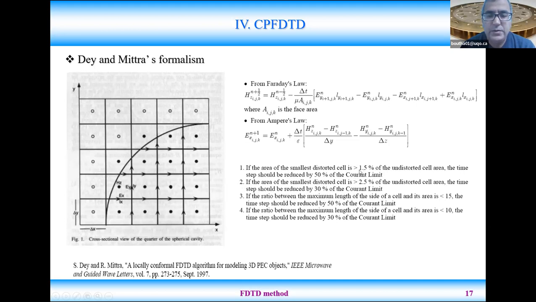The current limit is a limit in time to get stability, the stability criterion. If the area of the smallest distorted cell is more than 2.5% of the undistorted cell, the time step should be reduced by 30% of the current limit. If the ratio between the maximum length of the side of a cell and its area is less than 15, the time step should be reduced by 50% of the current limit. If it is less than 10, it should be reduced by 30%. So time steps need to be reduced in order to keep stability.